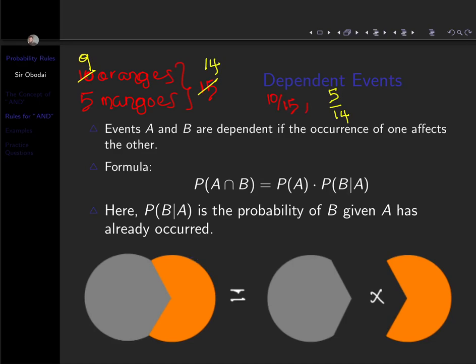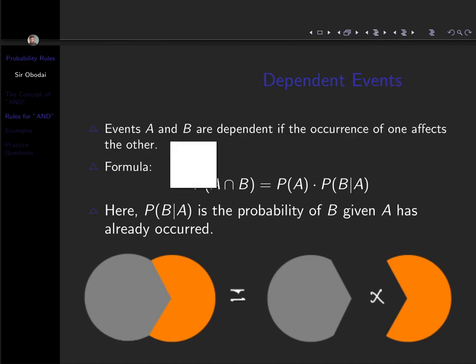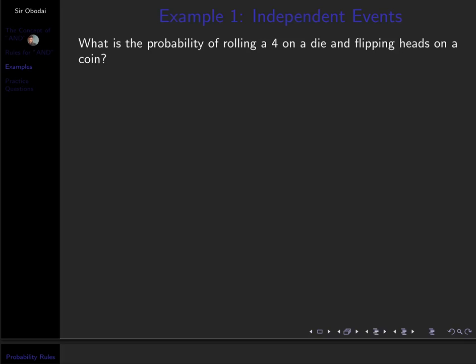Okay, so if that is understood, then let's quickly go to some questions and see how best we can transfer our knowledge in solving this type of question. This first question says, what is the probability of rolling a 4 on a die and flipping heads on a coin? Let's write our parameters down.